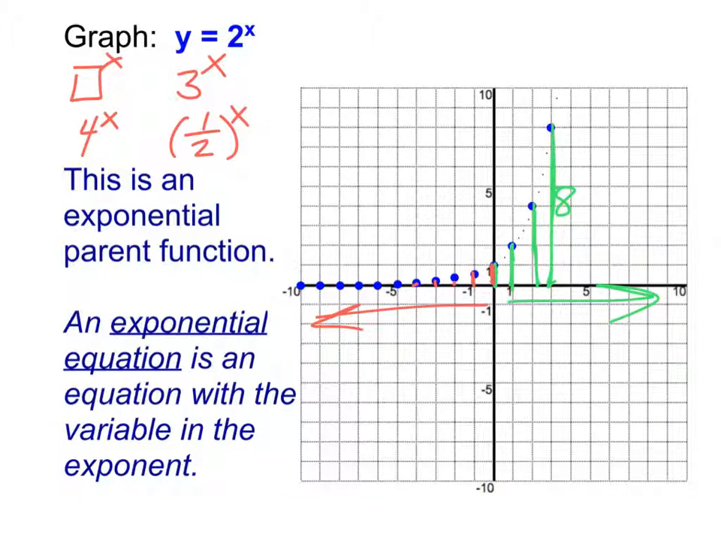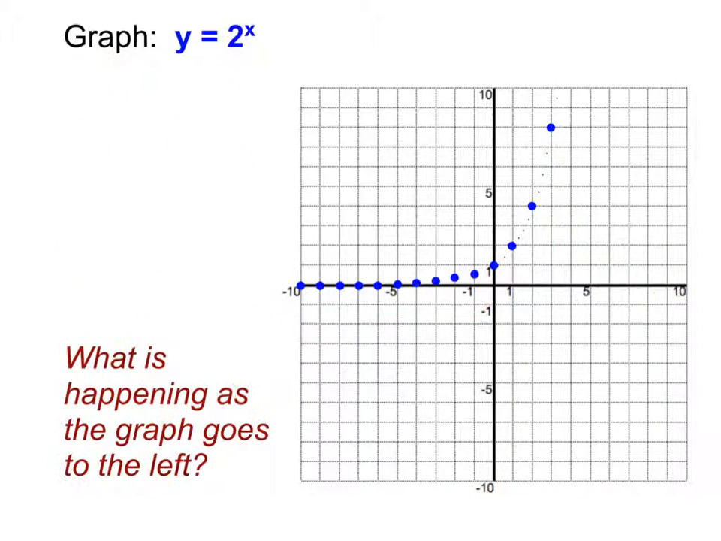All of those would be considered a parent function because there's no shifts or reflections or stretches or anything like that in them. Now, I want to focus on one particular part of this graph. It's what's happening as our graph is headed over here to the left. As the graph is moving left, these points look like they're right on the x-axis. Is this point, for instance, at 0?